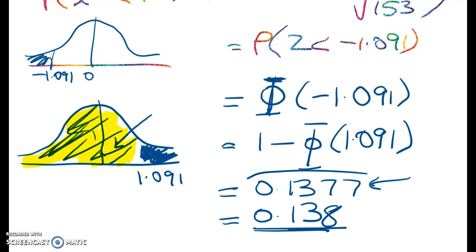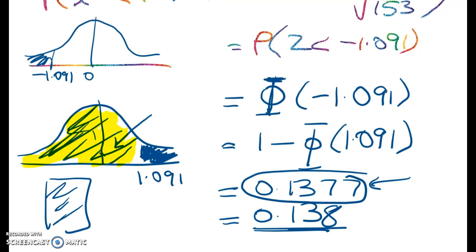Just notice that this number comes from using the number in the main body of the table plus the little add-on factor down here. In this case I don't think it made any difference, but sometimes it will. So just make sure that you're really confident with how to use your normal distribution tables.